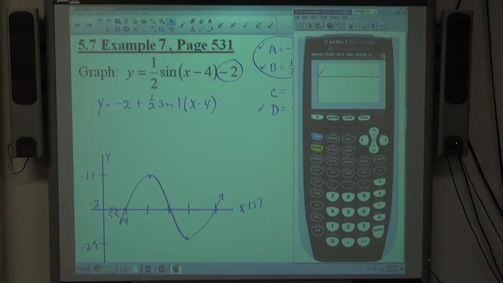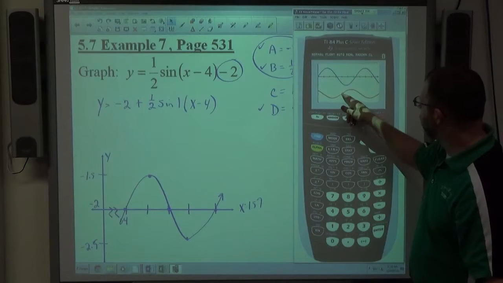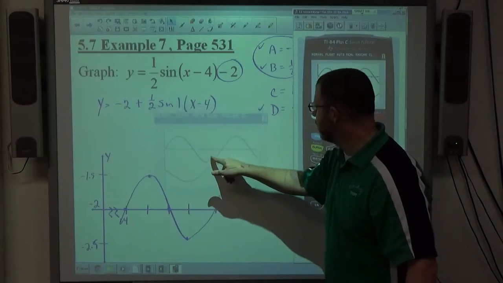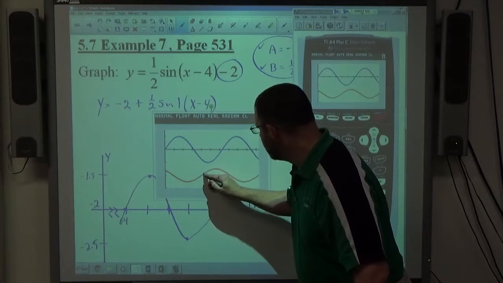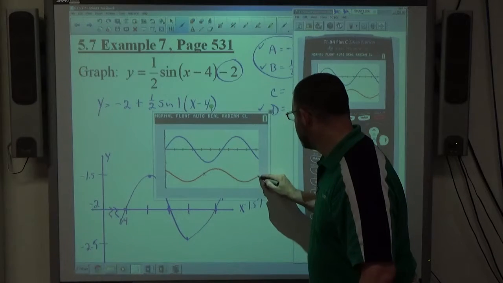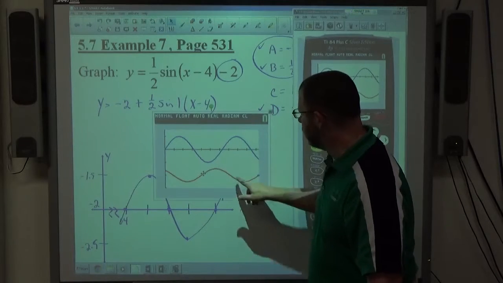Hit graph. So here's my regular sine graph right there, that blue graph. That's the first period. That's the second period, and so on. Now there's my second graph. 1, 2, 3, 4. This is where the graph starts. So let me actually drag this out so I can draw it. 1, 2, 3. This is our starting point here. And then all the way through one period, so there's the ending point, right? So this right here is what matches up to that over there.